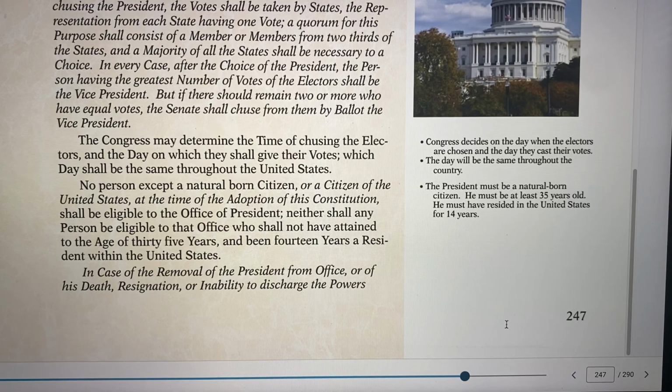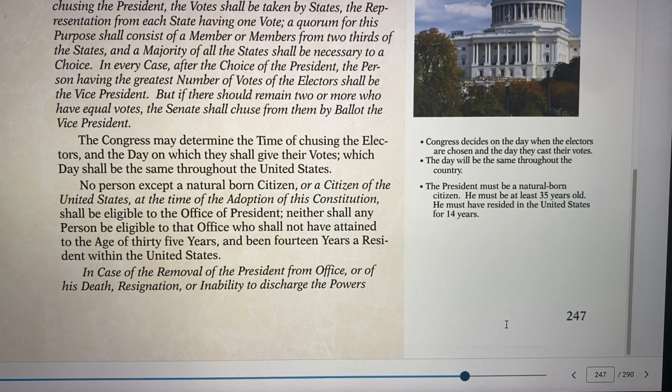The president must be, this is important here, a natural-born citizen. He must be at least 35 years old. So we have a couple young presidents. Two of them would be Kennedy, and I think the youngest is Theodore Roosevelt. But they must be at least 35 years old.